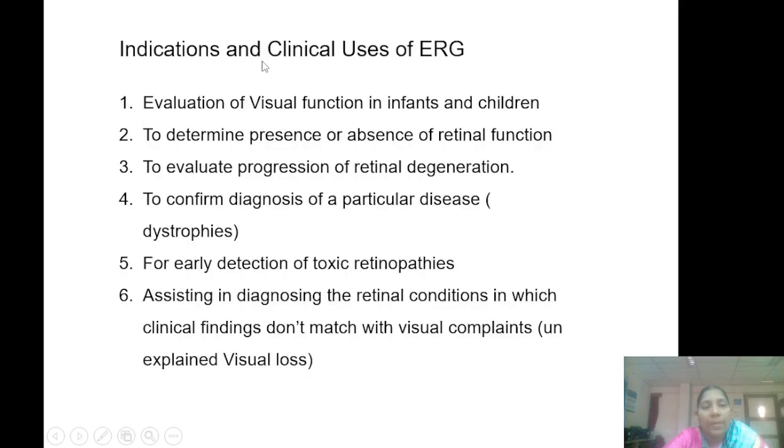The next question is, what is the clinical use of ERG? Why is the ERG used? Mostly for evaluation of visual activity in infants and children, to detect the presence or absence of retinal function, to evaluate retinal degeneration, to confirm whether any disease or dystrophies are there, for early detection of retinopathies, and to assist in diagnosing retinal conditions in which clinical findings do not match the visual complaints.